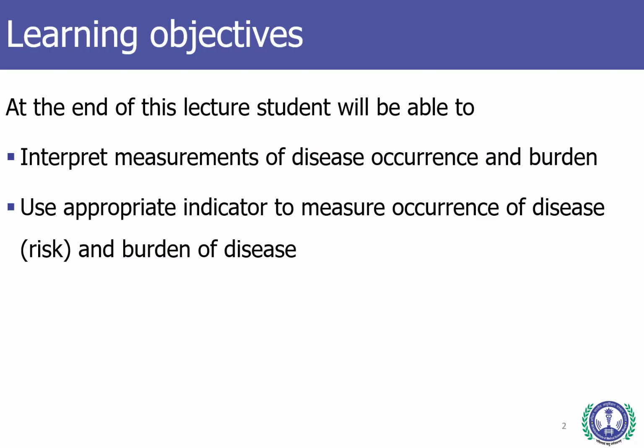At the end of this session, we intend that students should be able to interpret the measures of disease occurrence and burden, and should be able to use the appropriate indicator to measure either occurrence of disease, that is risk, or burden of disease.